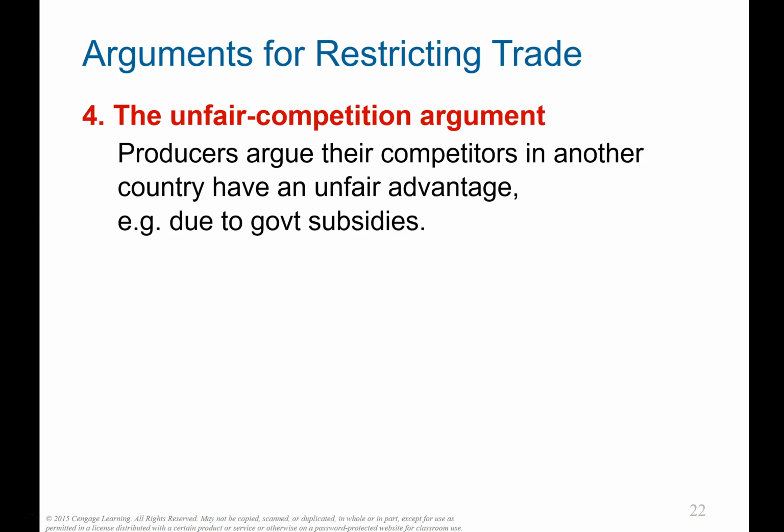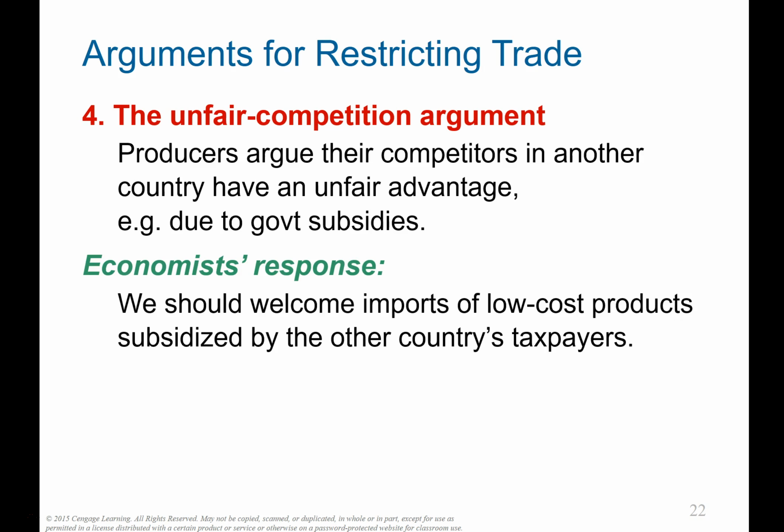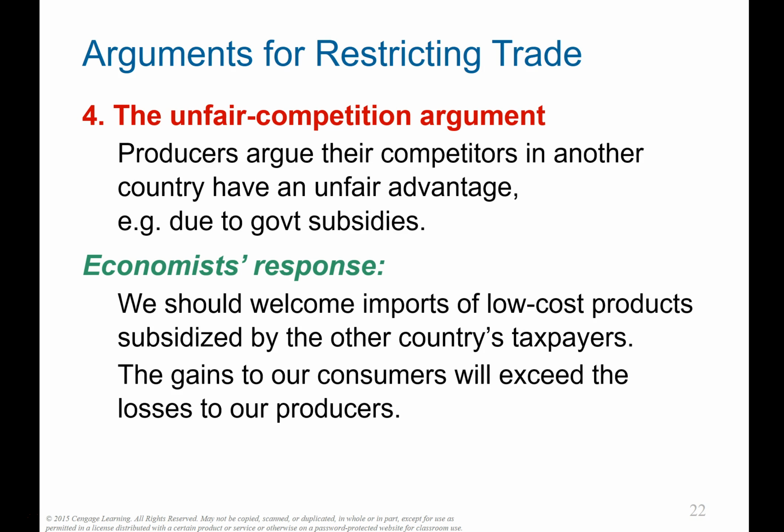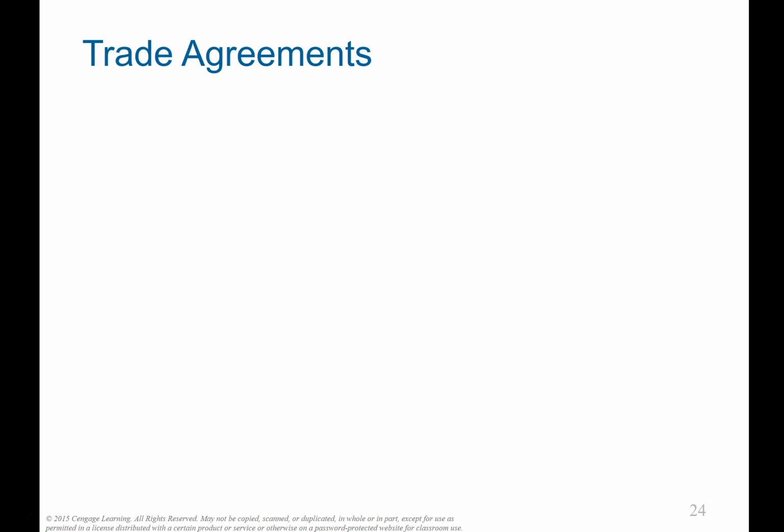The unfair competition argument is simply that, producers argue that the competitors in other places have an unfair advantage. Maybe they have subsidies. Maybe they can pay their workers less. A number of things come up. And the economist's response is, we should appreciate the fact that other countries can produce at lower cost, that they want to use their comparative advantage, and we should welcome those low-cost products, even if it comes from what we would say is an unfair subsidy, that we benefit from that general lower cost production.